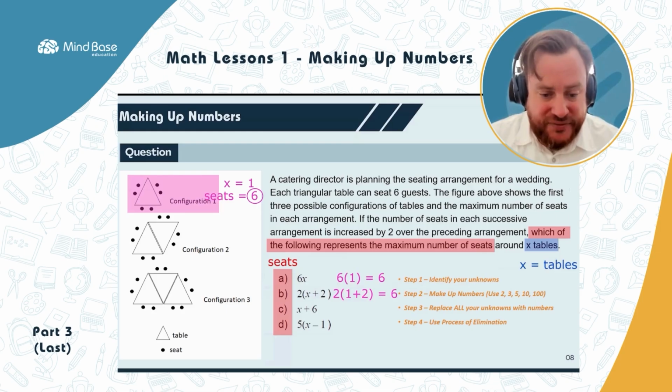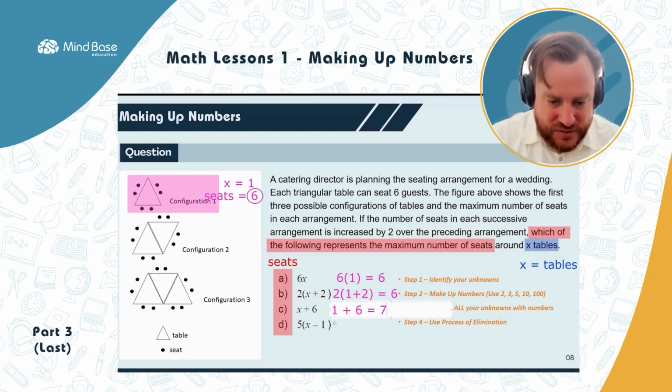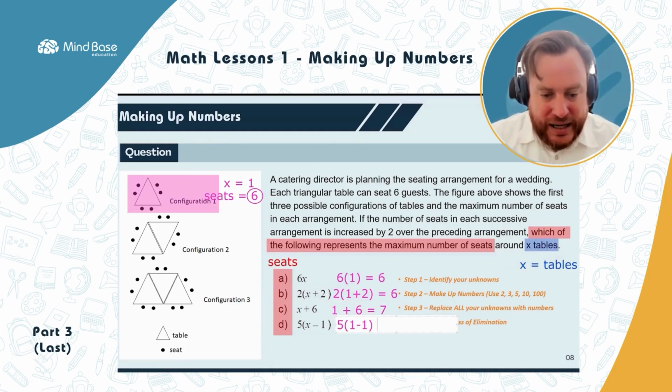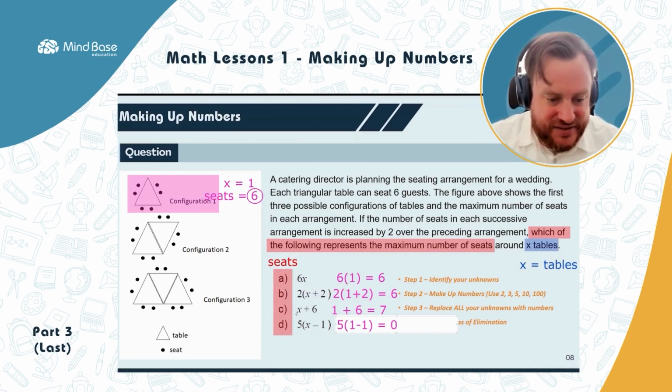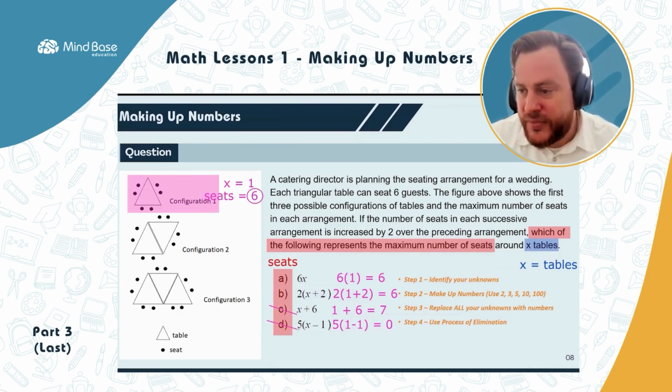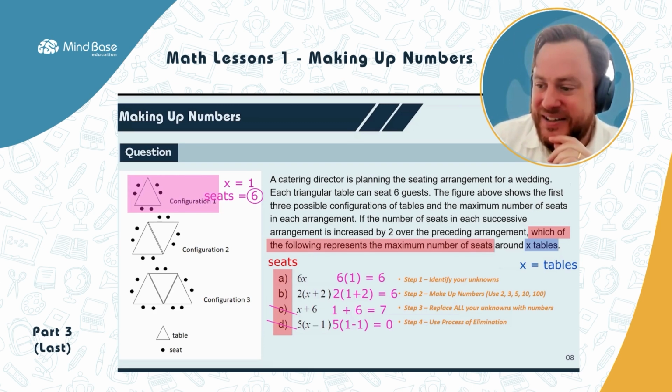But let's check the rest. If we plug into C, we get 7. And if we plug into D, we get 0. So at the very least, I can eliminate C and D. But this is why you try not to pick 0 and 1. You want to pick different values.